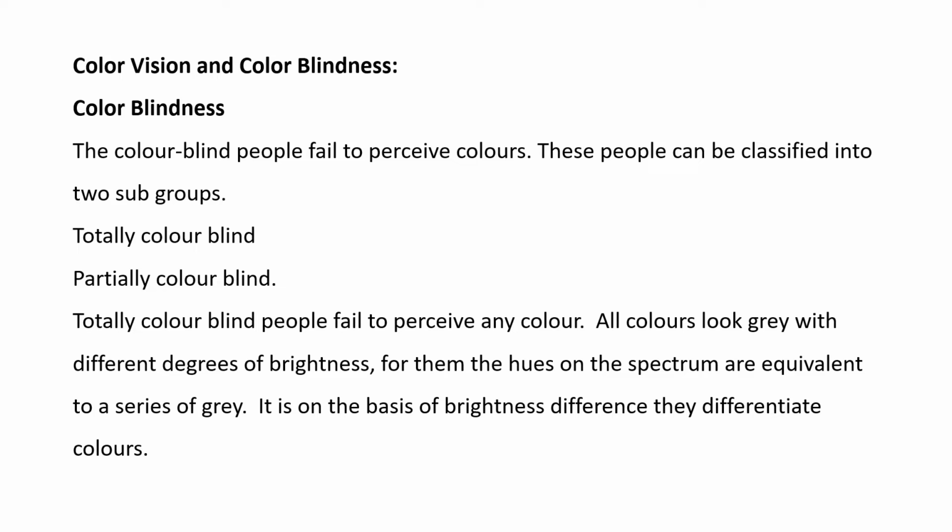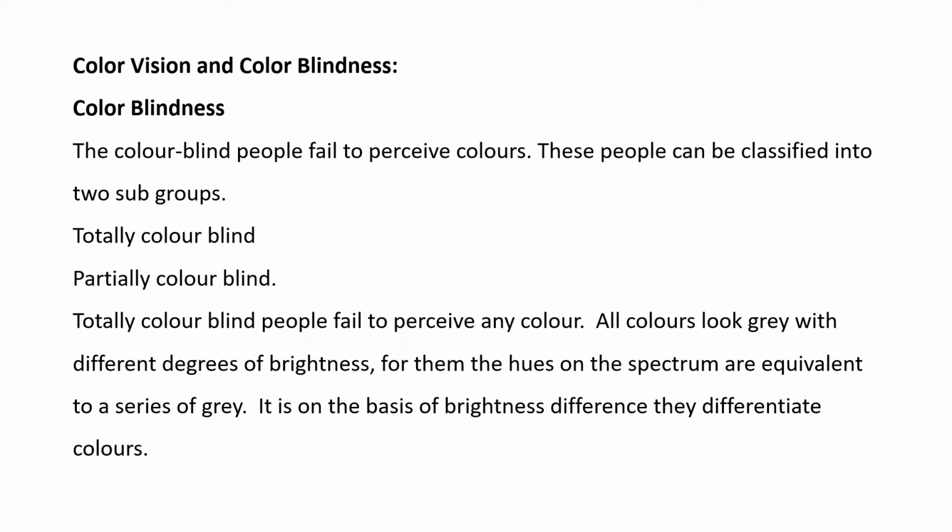The second one, partial colorblind, are more common among colorblind people. They are either red blind or green blind, or red-green blind, or blue blind, or yellow blind, or blue-yellow blind. Generally, red-green blind people are more in number than blue-yellow blind. Red-green blind people confuse red and green when the brightness value of both is held constant. So also blue-yellow blind people confuse one with the other when the brightness is held constant.